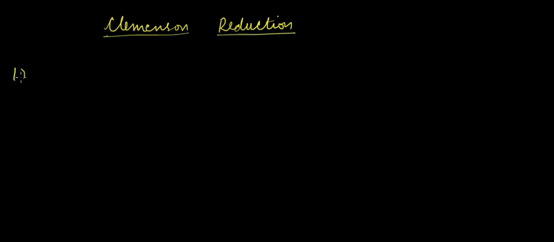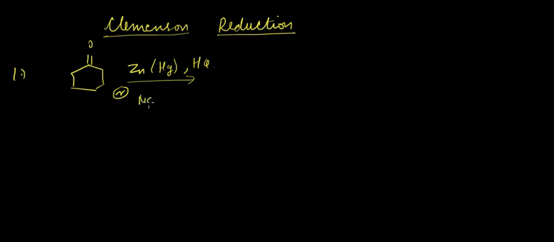Okay, hi guys. So in this lecture, we'll be starting off with Clemmensen reduction. Let me put down the heading first. So we have Clemmensen reduction. Suppose we have something like this, and we are reacting it with zinc amalgam and HCl, or you can also use sodium Hg again in presence of HCl, and we will have a simple cyclohexane ring.